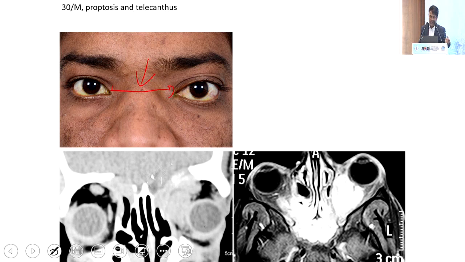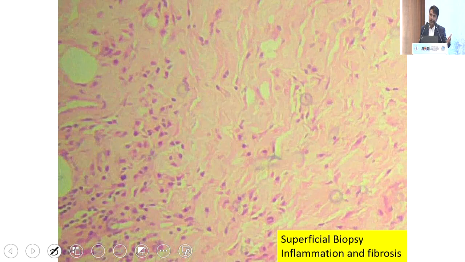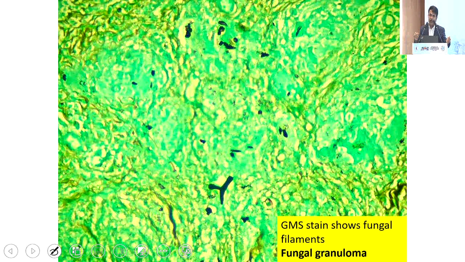We thought it could be vasculitis. Superficial biopsy showed inflammation and fibrosis. Deep biopsy was suggestive of vasculitis because he had granulomatous inflammation, but there were multinucleate giant cells. So we asked our pathologist to do a special stain, which is GMS stain, and that was very clinching in terms of diagnosis because it was fungal granuloma, where use of steroids would have been disastrous.